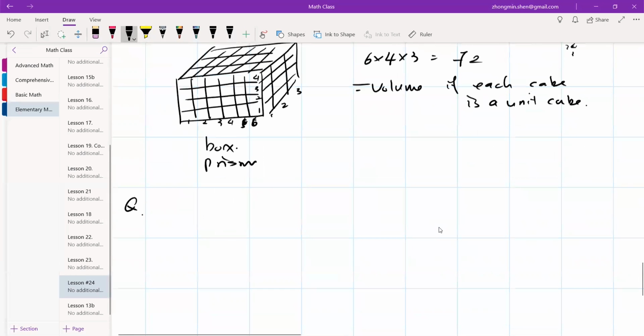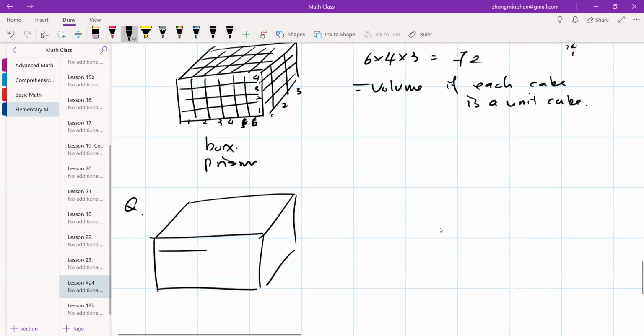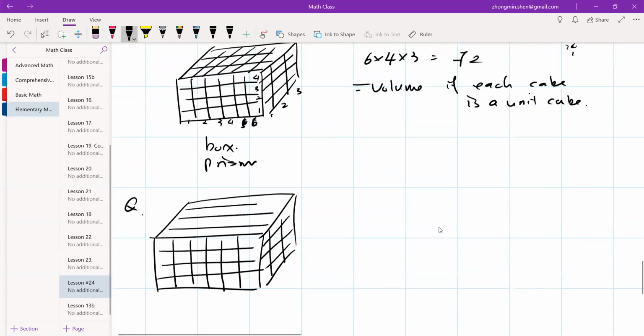My next question is, I still have a cube like that, 1, 2, 3. What I'm going to do is paint all sides. It's painted, right?